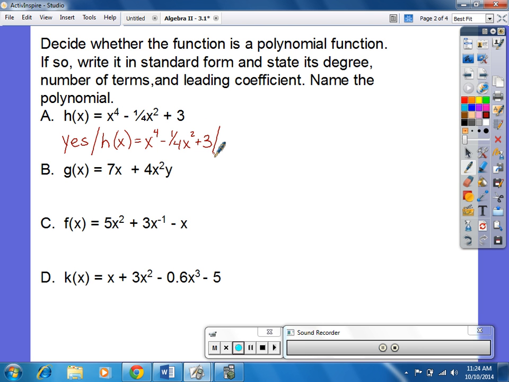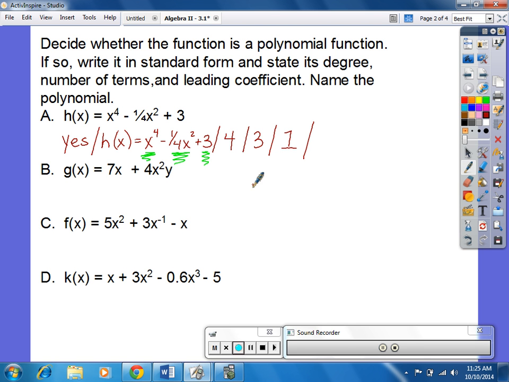The next question it asks is to state its degree. The degree is the largest exponent. In this case, the largest exponent is 4, so it's a 4th degree polynomial. Number of terms. This polynomial has 1, 2, 3 terms. Terms are separated by plus and minus signs, so you'll be able to count those pretty easily. The leading coefficient is the number in front of the first term, so this one has a leading coefficient of 1.